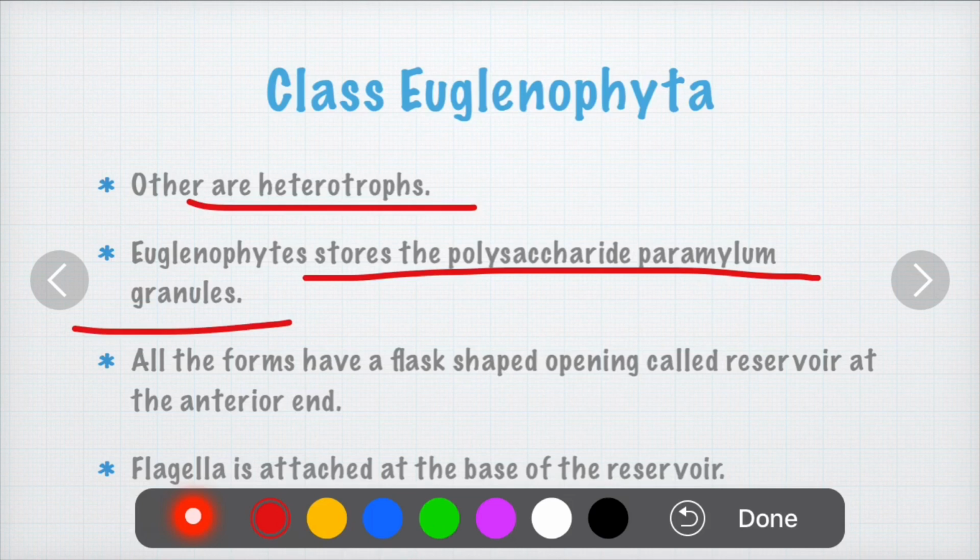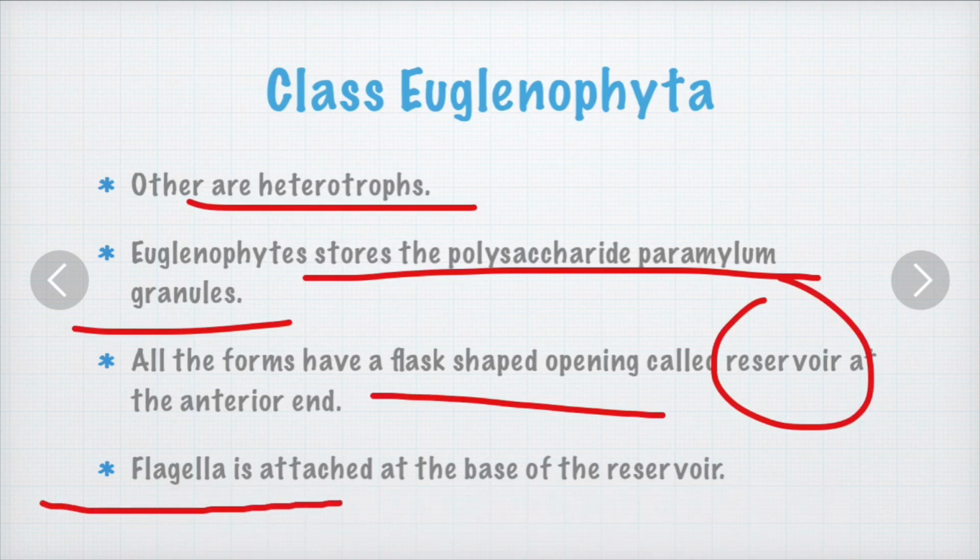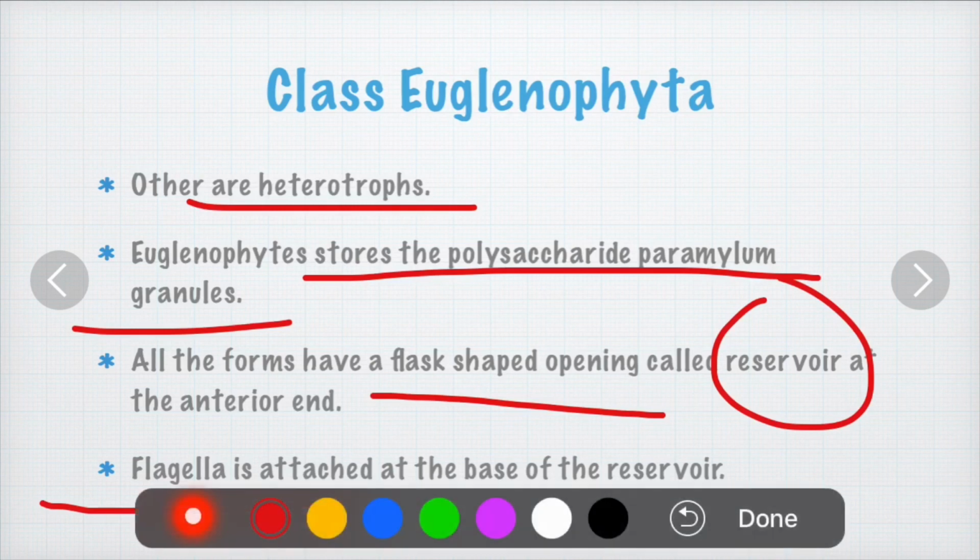As I said, all the Euglenophytes possess a flask-shaped opening at the anterior end of the organism. That flask-shaped opening is called a reservoir. At the base of the reservoir, there is the locomotory organ, that is the flagellum, which is helpful for the locomotion of the organism.